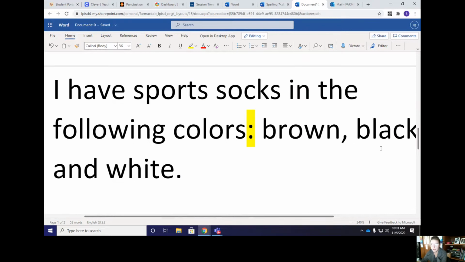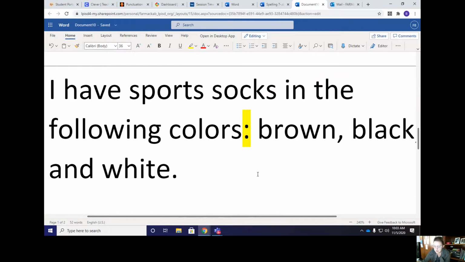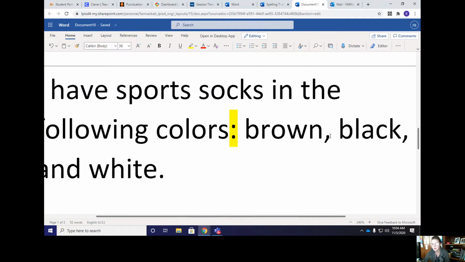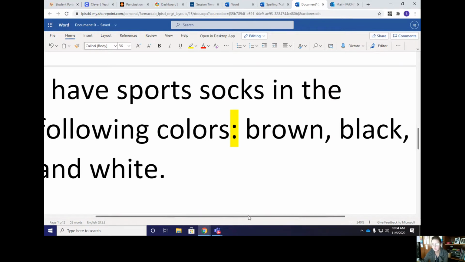Next, we have colons. Now, the colons are to allow you to introduce or define something. So for instance, in this specific sentence, I have sports socks in the following colors: brown, black, and white. When you write out this type of sentence, you have to put the colon in there. And also notice that there are commas in this sentence because we are listing multiple colors. So make sure that when we are needing to introduce or define something in a sentence that you are using colons.